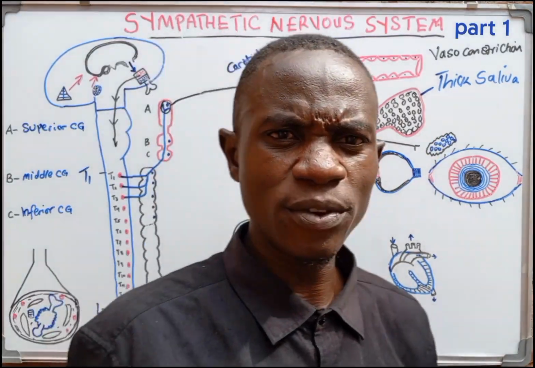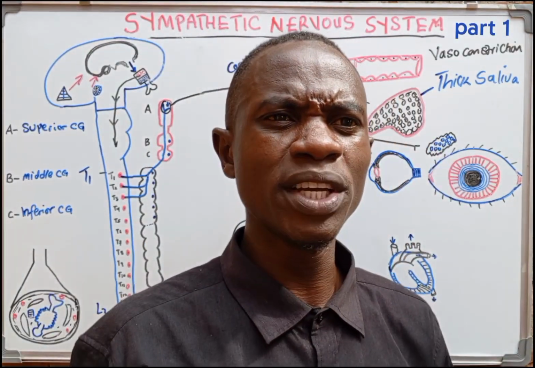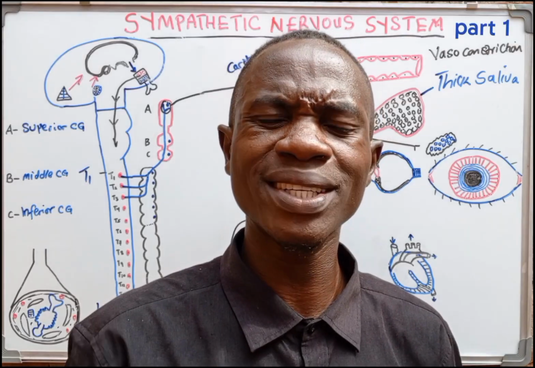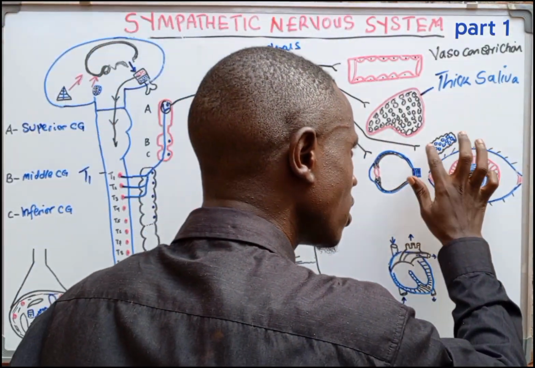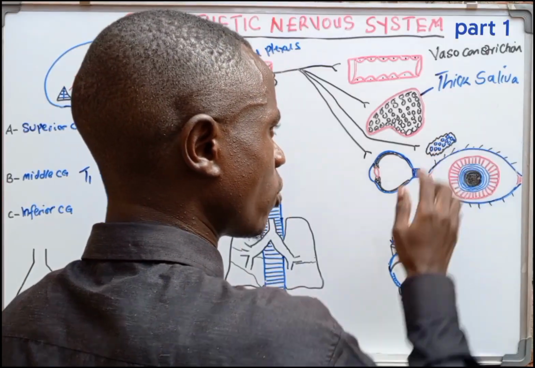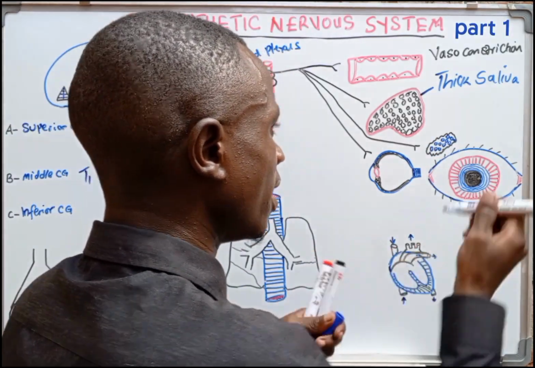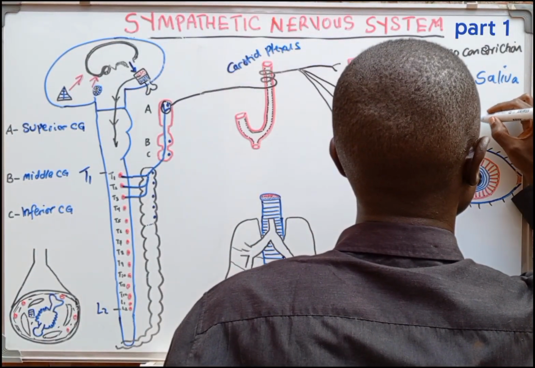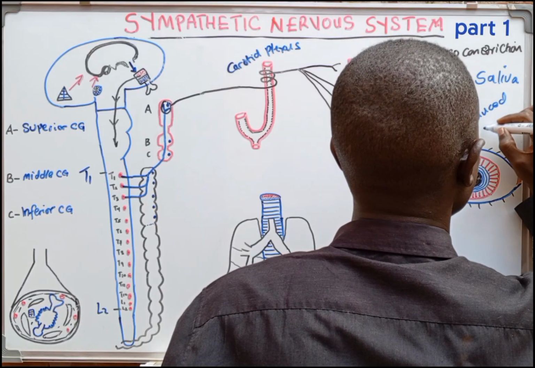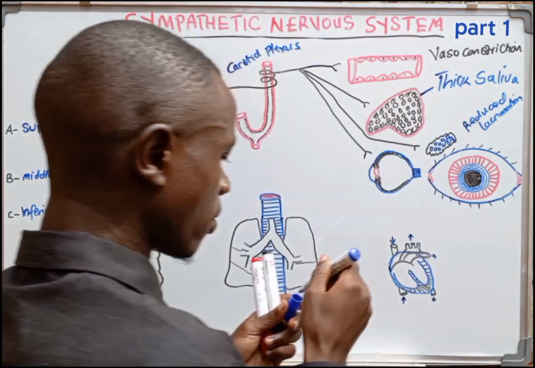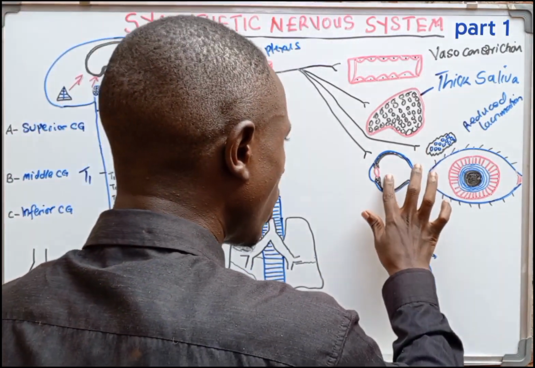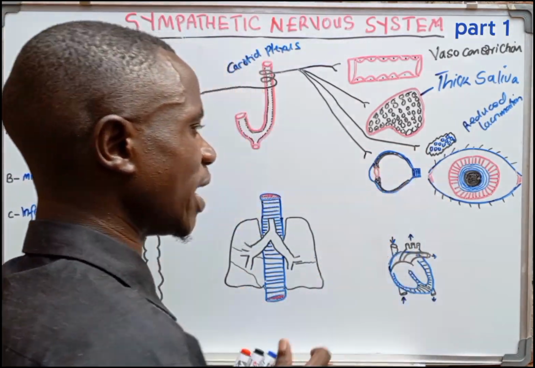So now during stressful moments, we don't want to be lacrimating. Okay, we don't want tear production during this time. In other words, in case of the stimulation of the lacrimal glands, we are going to be having reduced lacrimation. Okay, reduced lacrimation. Now what's going to be the effect on the eyes?